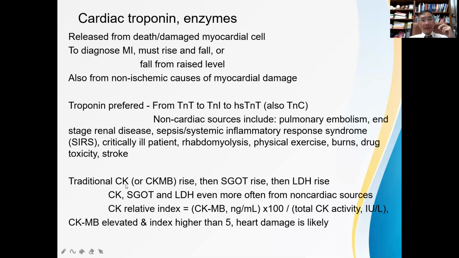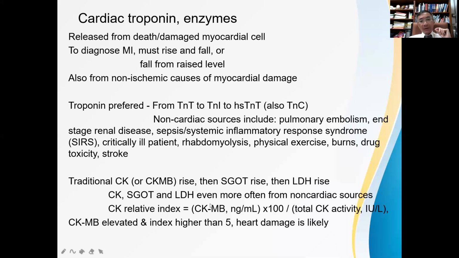Traditionally, we use the creatinine kinase or the NB fraction of the creatinine kinase as the cardiac enzymes. There are three traditional enzymes that we use: the CK, the SGOT, and the LDH. And they rise sequentially, first CK, then SGOT, then LDH. However, these three enzymes have even more non-cardiac sources and lead to a confused picture when trying to diagnose a heart attack. For example, CK comes from any muscular part of the body, SGOT also comes from the liver, and LDH gets elevated in any form of lung disease.